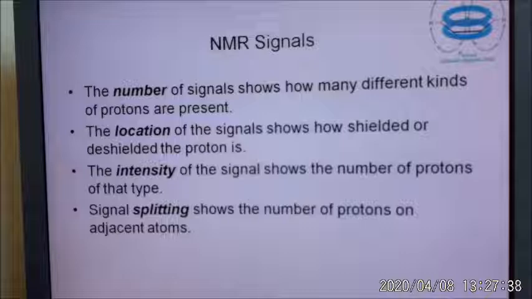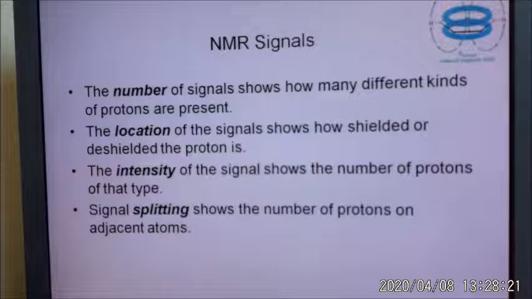The intensity, essentially what we're looking at is the area under the curve. The intensity of the signal shows you the number of protons of that type. It's not the absolute number, they're all relative, but it tells you, oh, this signal has 3 times more protons than that signal. And the splitting shows you the number of protons on the neighboring atom. So you know how many different protons you have, the type of environment they're in, how many of each of those types you have, and the splitting tells you the neighbors, so you know where they're located.